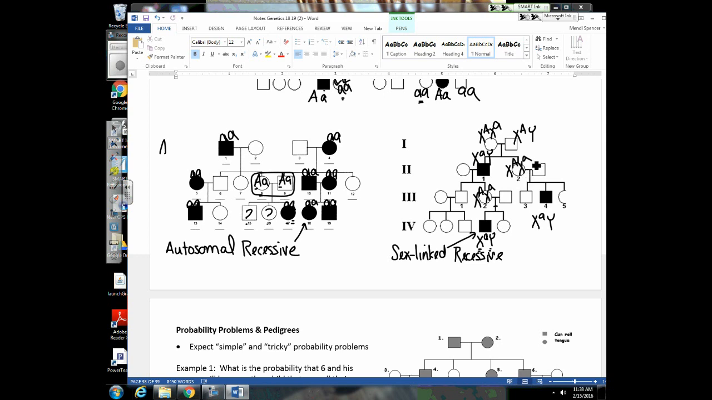And then we look at any daughters of affected males, but we've already got her labeled right there. So she's a daughter of an affected male. So she's going to get an X with a little a from her father. And then the rest of the females are going to be question marks. Again, X big A, X big A, or X big A, X little a.